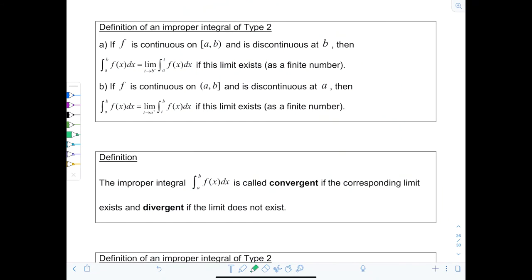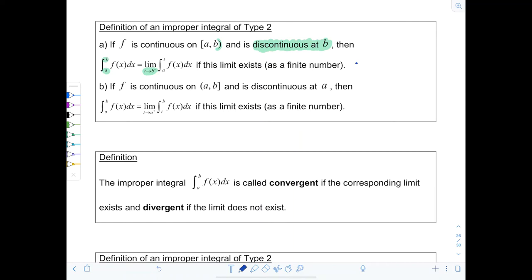Right, now we're going to look at an improper integral of type 2. And this comes up whenever your function has a discontinuity at one of the limits of integration. So what exactly are we talking about? Well, you have a function and say it's continuous on the interval from a to b, but notice we're not including b because your function is discontinuous at b. Then the definite integral from a to b of f of x dx is going to equal the limit as t approaches b from the left of the integral from a to t of f of x dx, if this limit exists as a finite number.